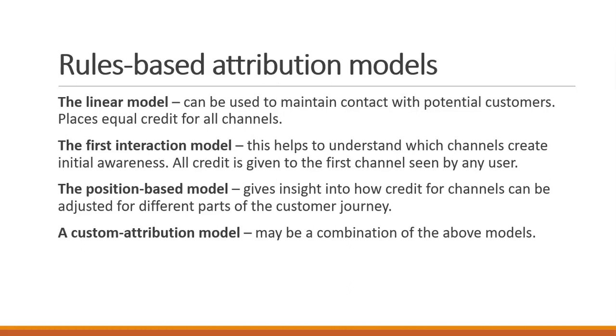The first interaction model is going to give credit to the first channel that the customer used. So if they interacted first on Instagram and then went to your Facebook, Instagram is going to get credit under a first interaction model. Or a position-based model, which gives insight on how credit should be adjusted for different parts of the customer journey. Maybe part of their visit at Instagram and Facebook was part of them collecting information about your company before they came to your website to make a purchase.